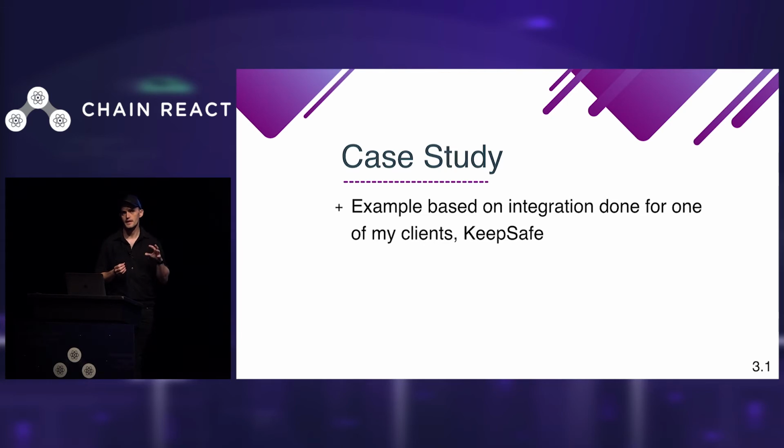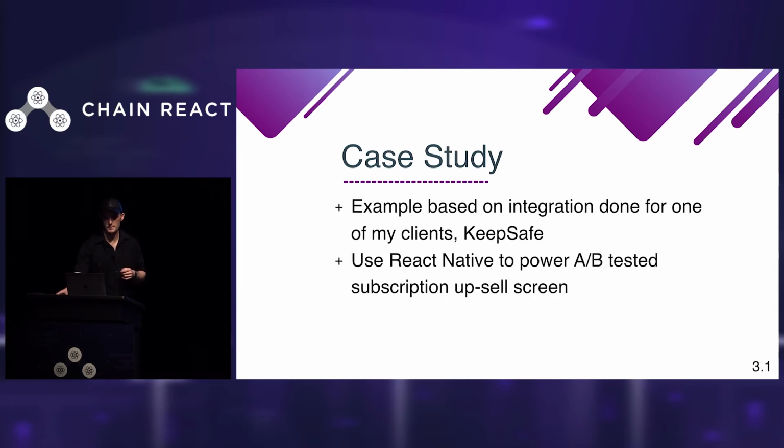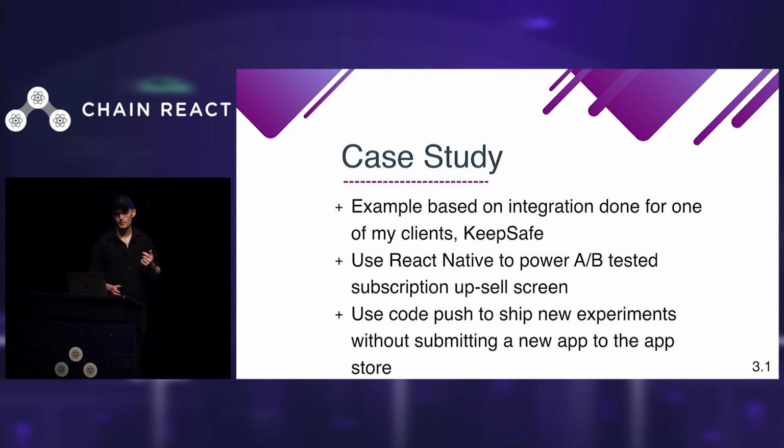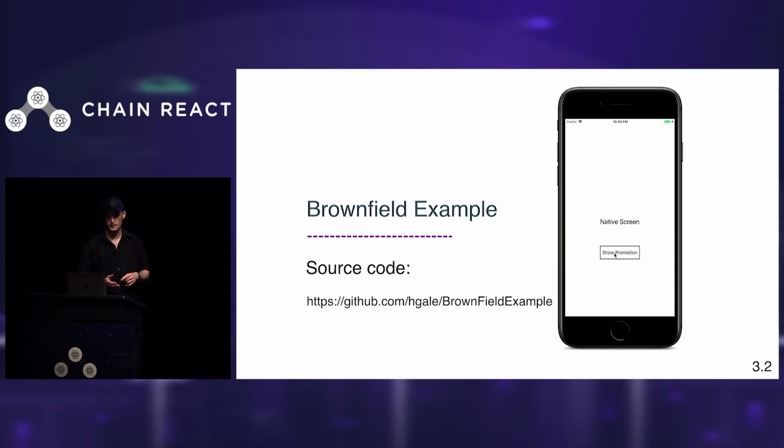KeepSafe basically sells a suite of privacy tools, and they have a freemium business model, and they get you to upgrade to a subscription for more features. So what KeepSafe wanted to do was power the dialogue that converts you from a free to a premium subscriber with React Native so that they could iterate on their A/B tests faster. They wanted to be able to use code push to ship new experiments without submitting a new app to the App Store. So let's look at this example.